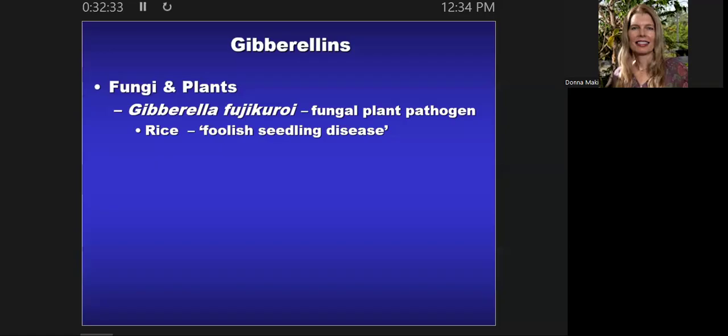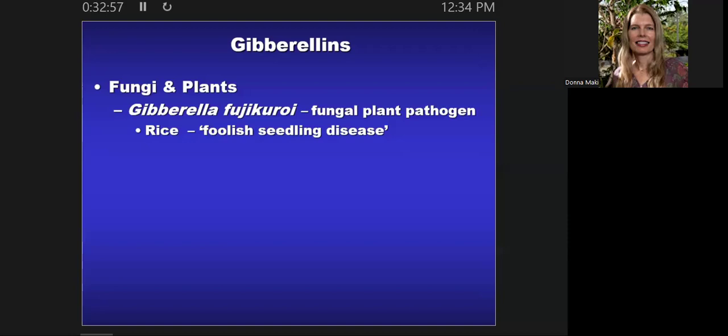Well, that's very hard to harvest rice. And then plus now all the grains are in the water and just perfect for fungi to come along too and start breaking down and using all that yummy food for themselves. So foolish seedling disease. They went into those fields and they're like, what is going on? They discovered big populations of this fungus.